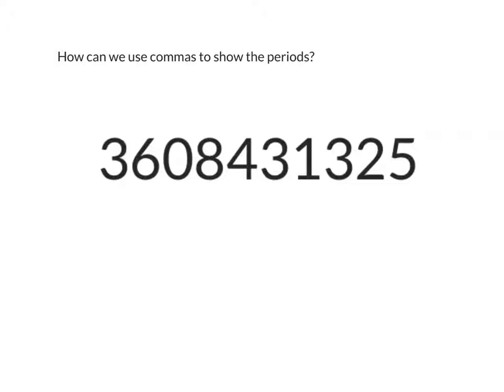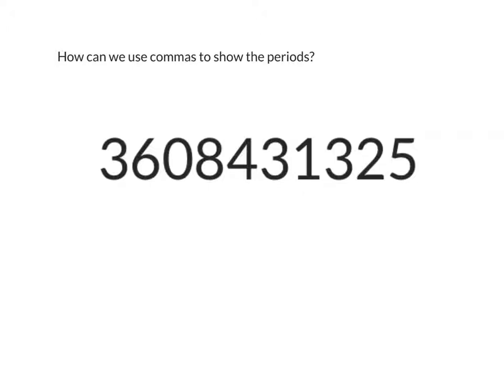A very common fourth and fifth grade mistake is people say, okay, I know that there are three digits in a period, so I'm going to count one, two, three, comma. One, two, three, comma. One, two, three, comma. Would that be correct? No. When we're talking about periods, we want to start from the smallest place value position.